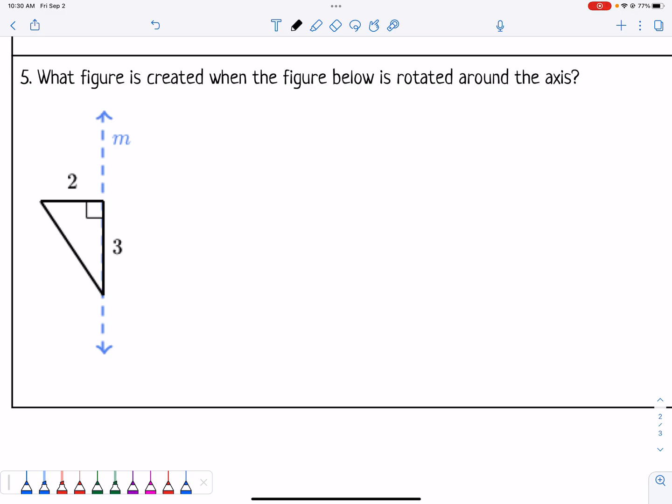All right, last but not least, we have a rotation of a 2D shape to make a 3D object. So what figure is created when the figure below is rotated around the axis? So if you can imagine and visualize this rotating around, it's going to make a cone. And then that's all you would have to say for this question, is what shape is created. And it should be a 3-dimensional shape that you're naming.